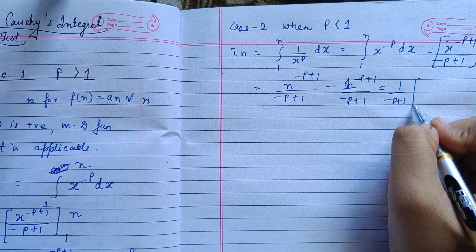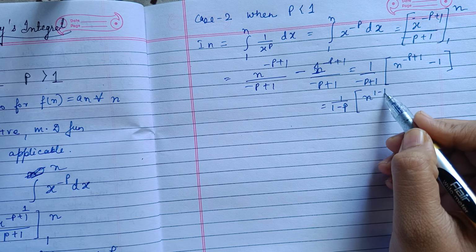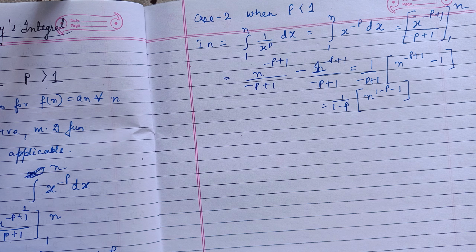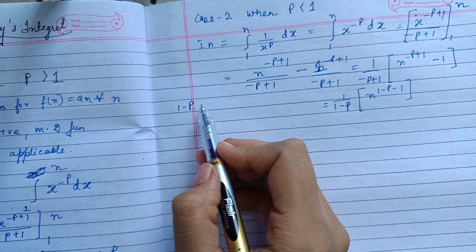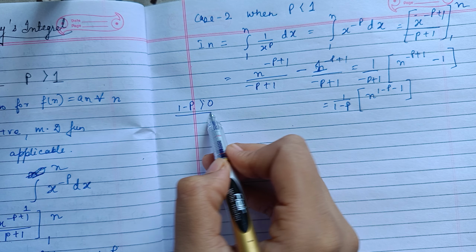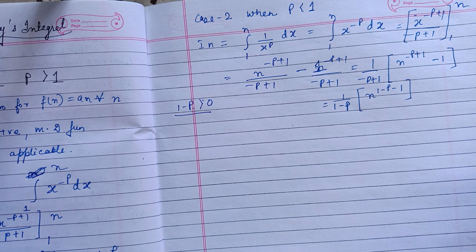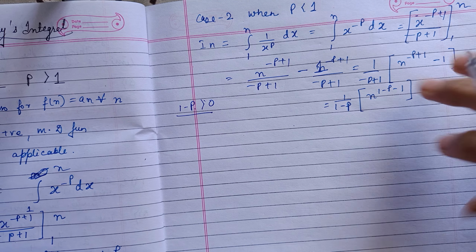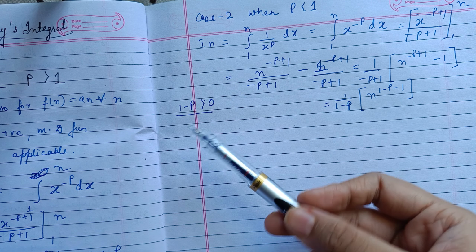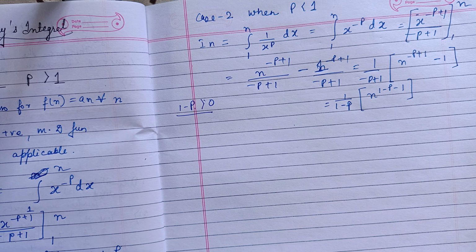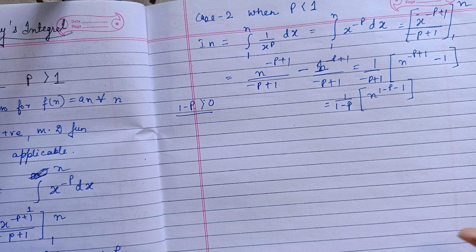Is it clear till here, guys? You can write it as 1 by 1 minus p, just for a better look, and you can write it as n to the power 1 minus p, minus 1. Now we have taken p less than 1. So 1 minus p, if p is less than 1, this will give a positive result. So there is no need to change the power. Okay, we will not change its power, because we are already getting a positive power.